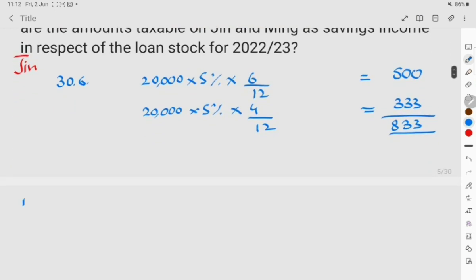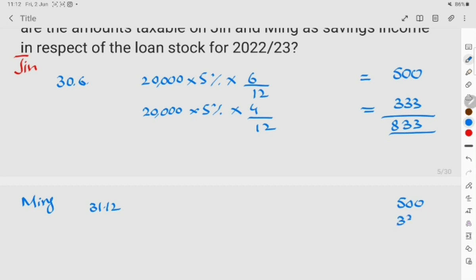While in case of Ming, although she has received the whole amount of interest on 31st December 500, she is entitled to receive only 2 months interest. So the 4 months interest that she received is for that period for which Jin has held the investment.